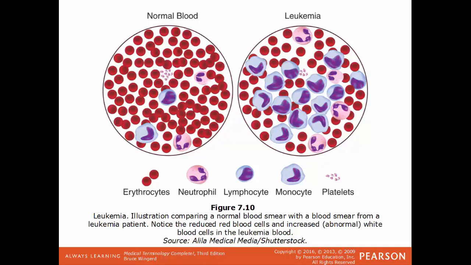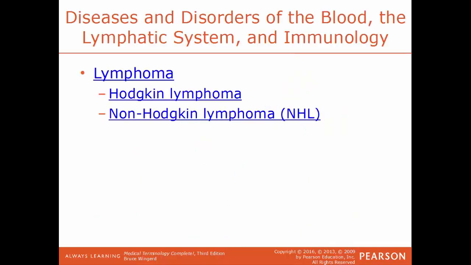So a lot more than there should ever be. So this higher number of immature white blood cells greatly suppresses the production of normal, functional, healthy white blood cells. The next disease we'll cover is lymphoma.